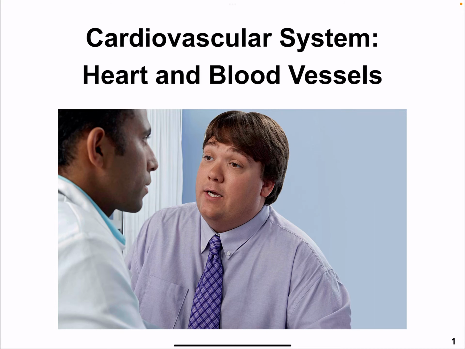Hello everyone. In this chapter, we will cover the cardiovascular system. The cardiovascular system is made up of two parts. We have the heart and blood vessels, and in the second part, we have the blood. This chapter in particular is going to focus first on the heart and the blood vessels, which actually play a very important role in our system and interacting with other systems.